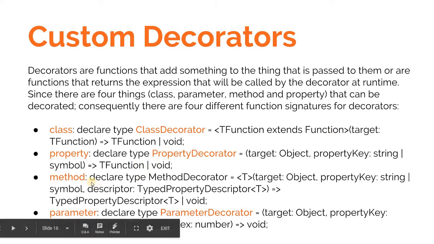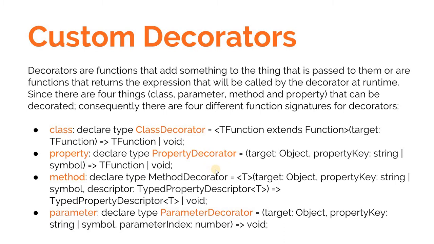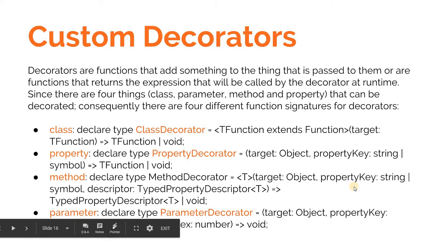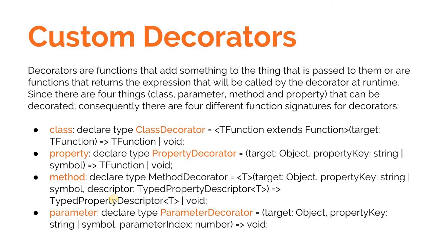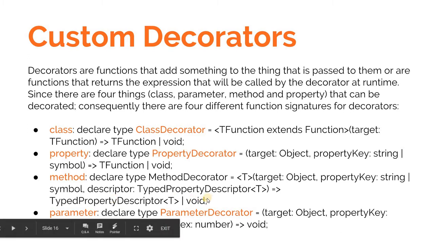Then we have method decorators, and method decorators in this case would receive three arguments. The first one would be a target object, the second one would be a property key, which can either be a string or a symbol, and a descriptor, which is of type TypedPropertyDescriptor. This is a generic type, so if there is a type of, say, a class or a method, then that can be specified in here. And then this returns either the TypedPropertyDescriptor, or it can return void.